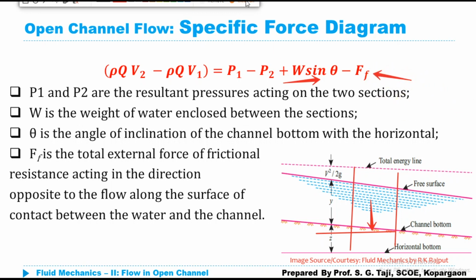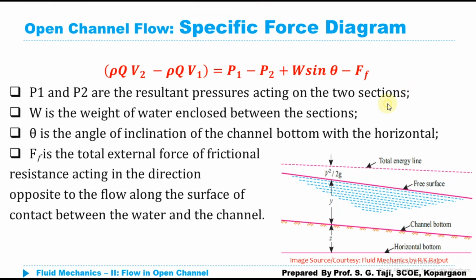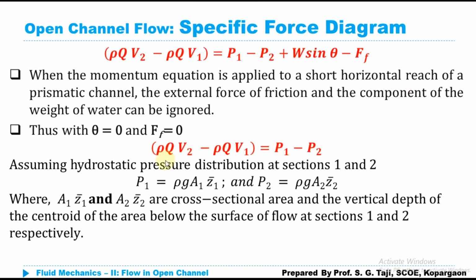Now in that case we can simply write our equation as rho Q V2 minus rho Q V1 is equal to P1 minus P2. So this is the simplified equation, where we have neglected the weight of the fluid and the frictional forces acting along the bed surface of the channel. Now we can write down the equation for this P1 and P2.